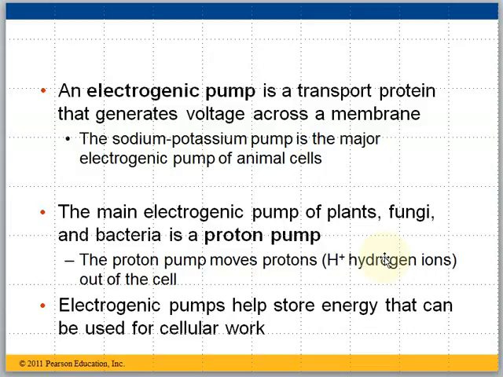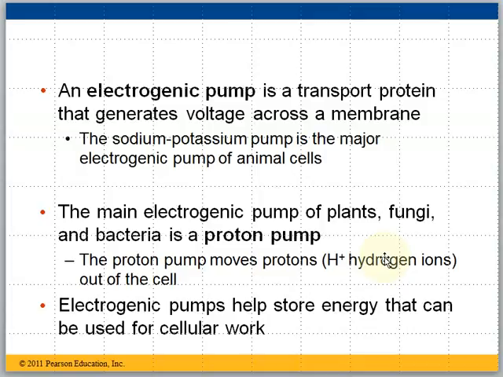The main electrogenic pump in plants and fungi and bacteria is not the sodium-potassium pump. It's a different kind of pump called a proton pump. And it's called a proton pump because it's moving protons, which are basically just H+ hydrogen ions without their electron. It's moving H+ hydrogen ions out of the cell. And that would be against the concentration gradient because it's already more positive outside the cell, and this is forcing more positive ions outside the cell.